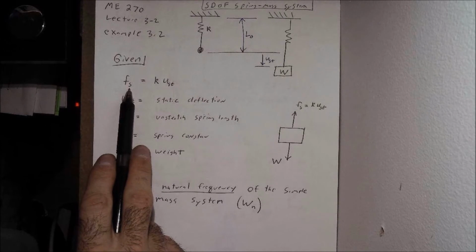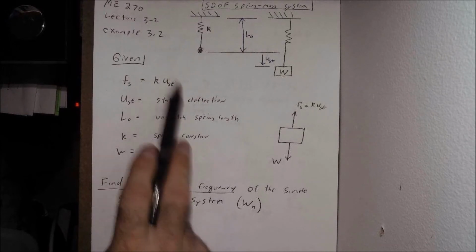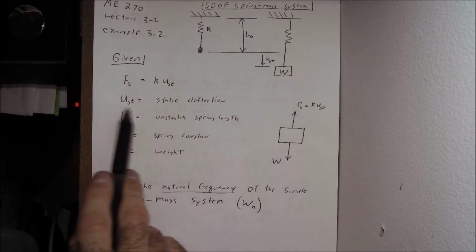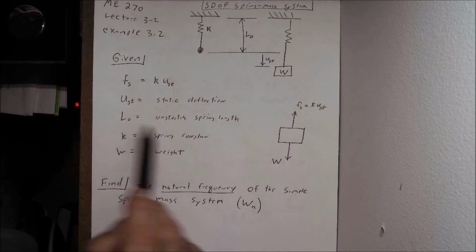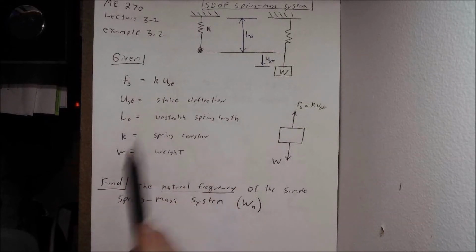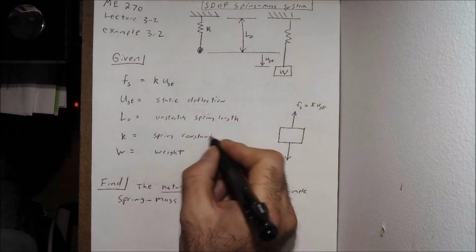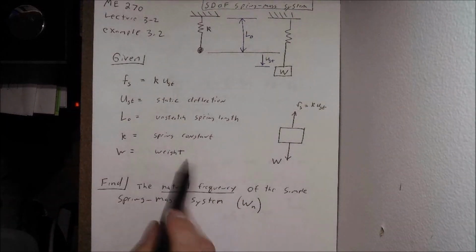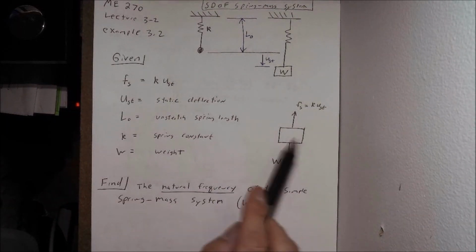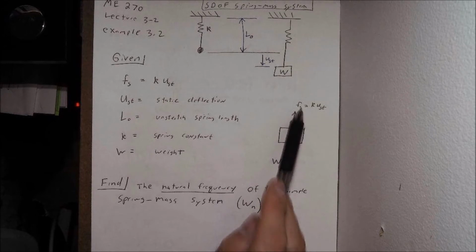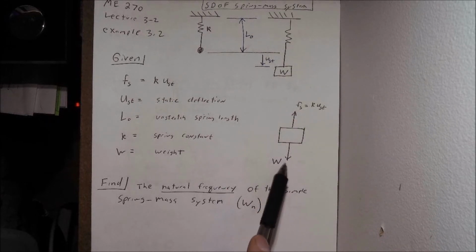So my givens: I have my F sub S, my spring force, is equal to K times the static deflection. My static deflection is denoted by delta ST. My L naught is the unstretched length of the spring. My K is my spring constant. And we have W as my weight. And over here I have my free body diagram ready to go. I have my spring force up here and my weight force acting down there.